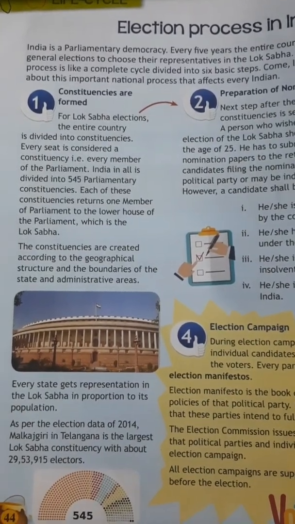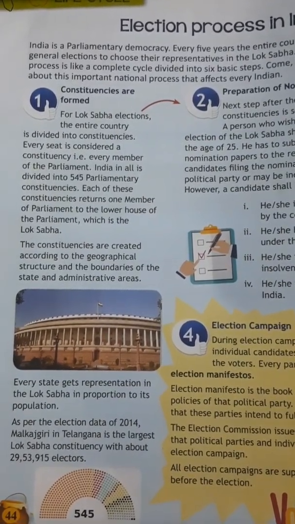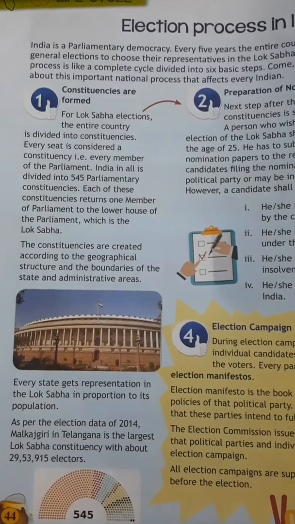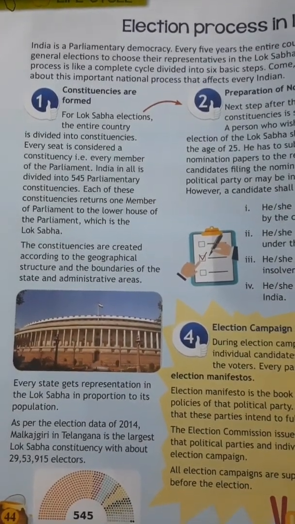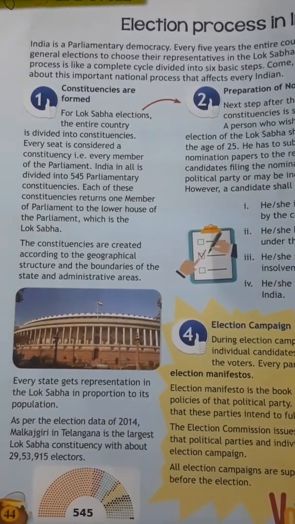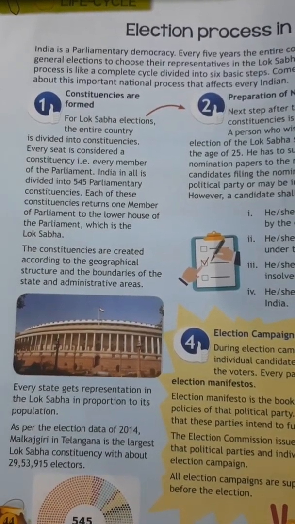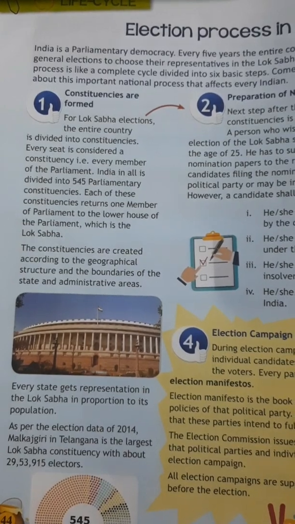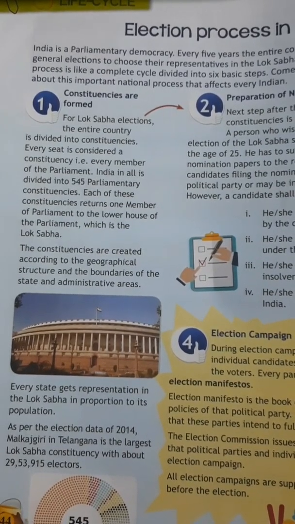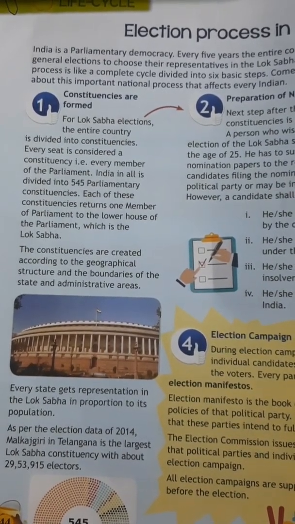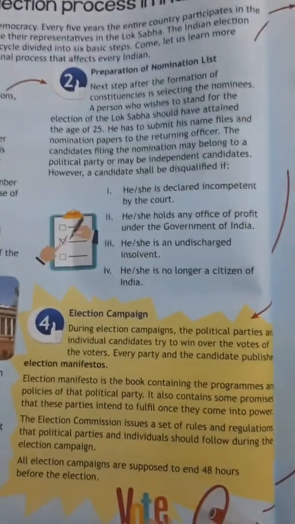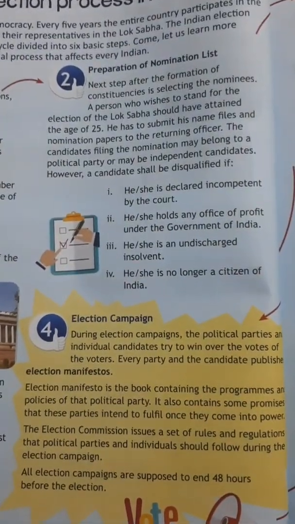Every state gets representation in the Lok Sabha in proportion to its population. As per the election data of 2014, Malkajgiri in Telangana is the largest Lok Sabha constituency with about 29,53,915 electors.